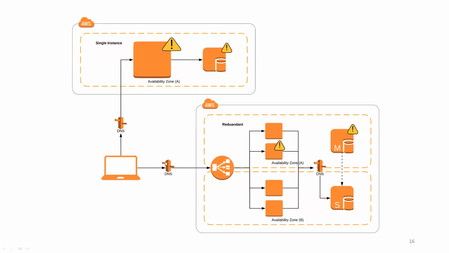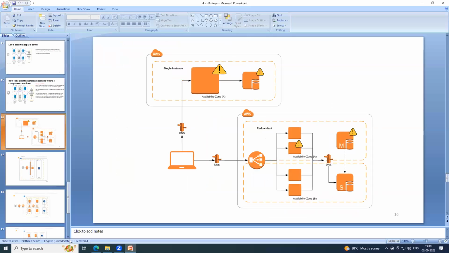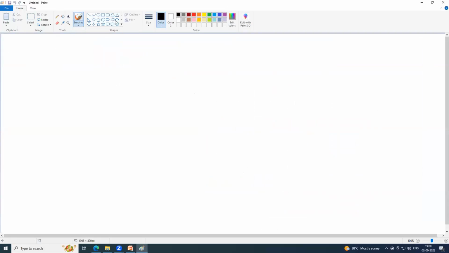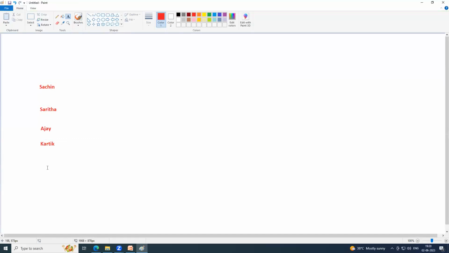Okay. Now, before I go to this diagram, I need to introduce one thing. Quickly, I need a few names. Give me a few names. Sachin, Sarita, Ajay, Karthik. Okay, we have four people today.